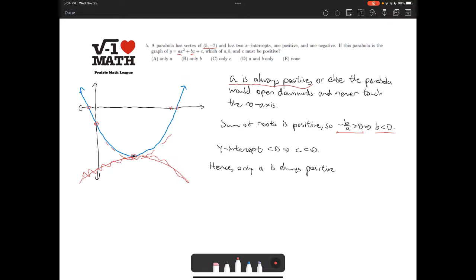Finally, we can see that in this case the y-intercept is negative. If we plug in 0 to the original equation, we see that the y-intercept is negative, so c is negative. Hence, only a is always positive, so the answer is A.